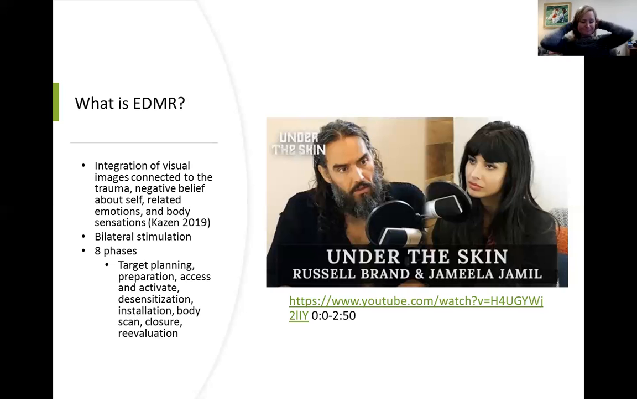And then there are 8 phases. So I'll walk you through these phases. These are important, so bear with me because I'll refer back to them throughout the presentation. So that first phase, the target planning. What that is, is taking a history of what are your goals for EMDR? Is it, I want to not have flashbacks, I want to be able to have better body image, I want to feel comfortable in my own skin? What do you hope to get out of this process?